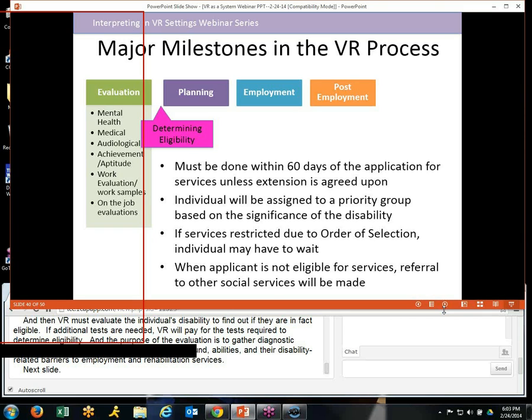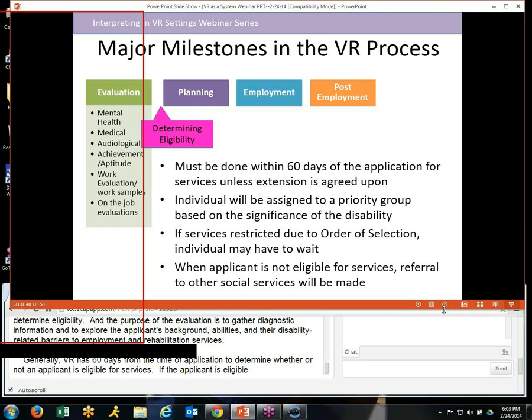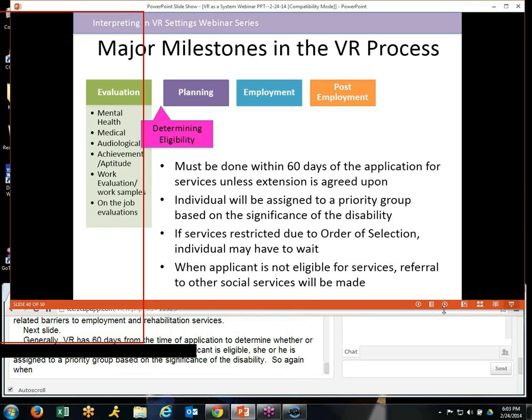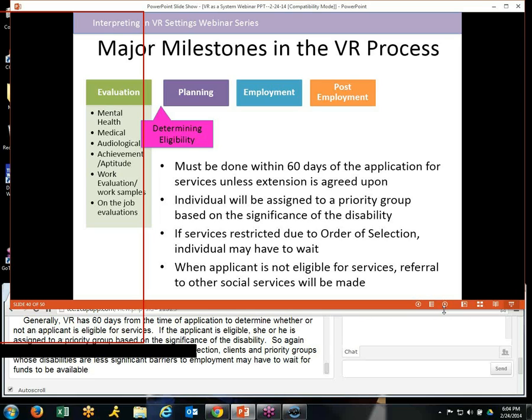Generally, VR has 60 days from the time of application to determine whether or not an applicant is eligible for services. If the applicant is eligible, she or he is assigned to a priority group based on the significance of the disability. So again, when services are restricted during an order of selection, clients in priority groups whose disabilities are less significant barriers to employment may have to wait for funds to be available to pay for the services that they need.